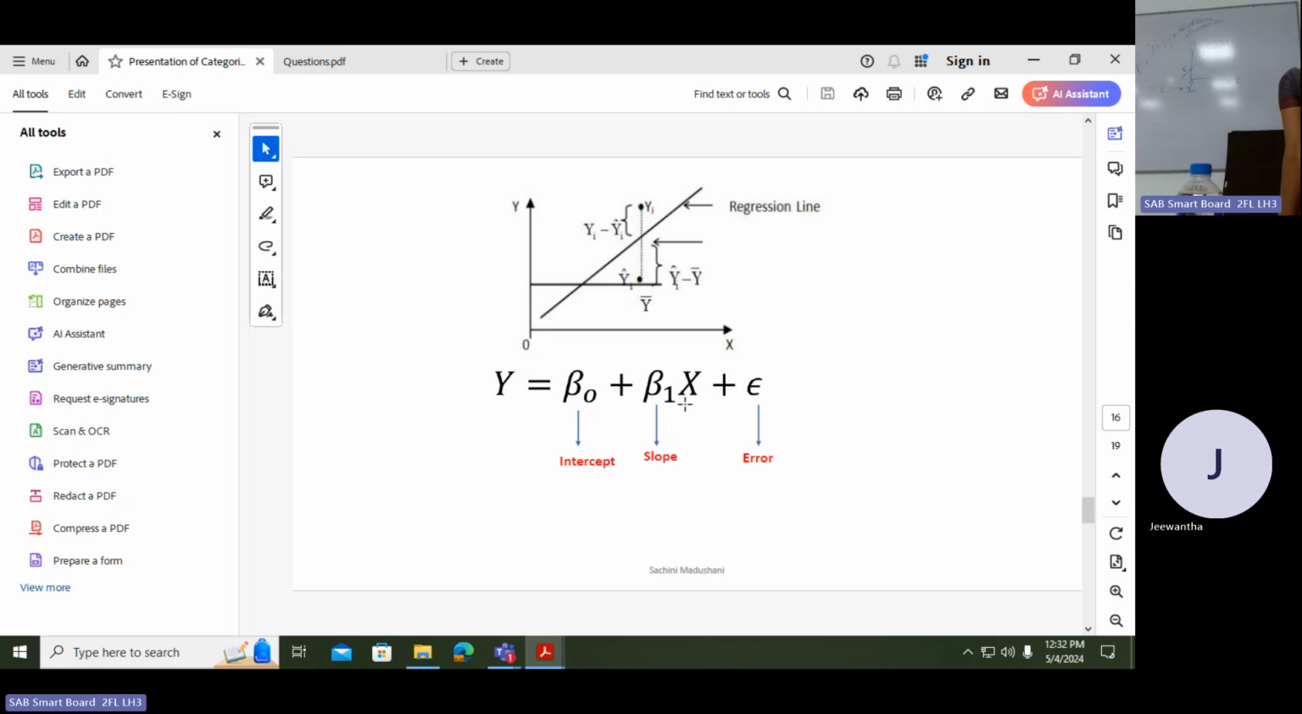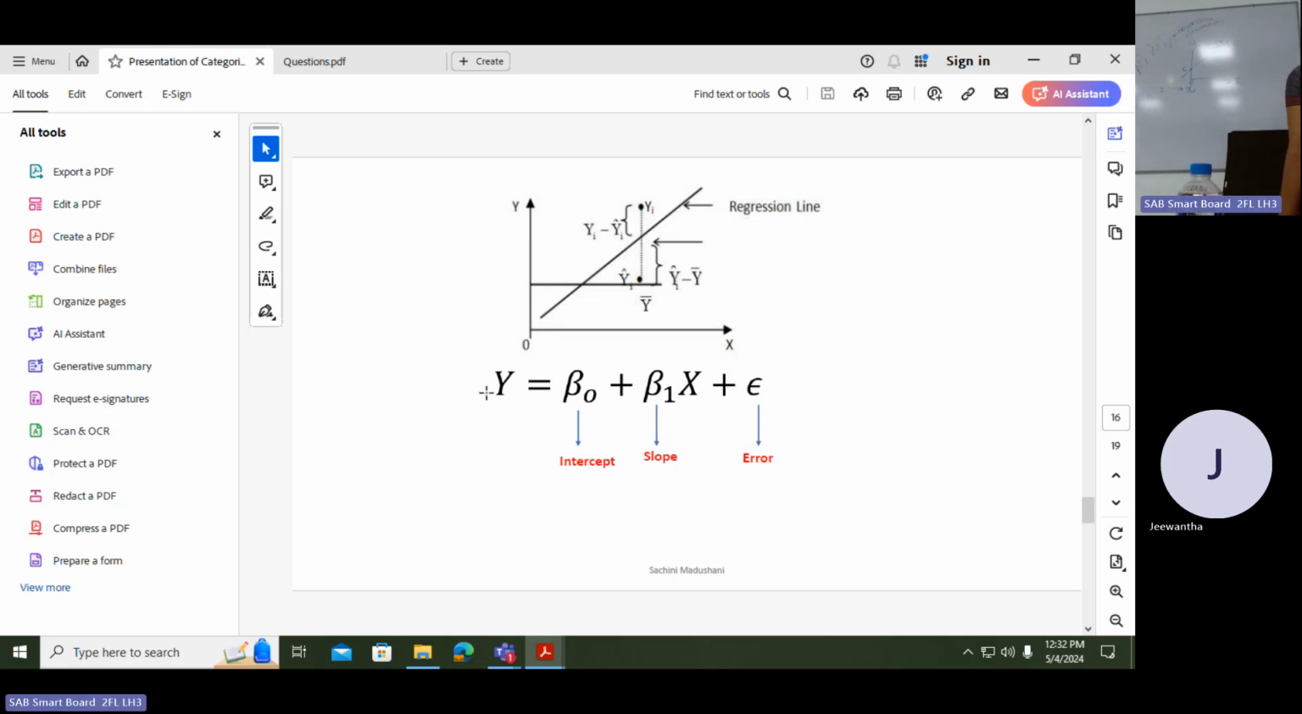When our x value is increasing by 1 unit, then what happened to our y? How many units is it increasing or decreasing by?